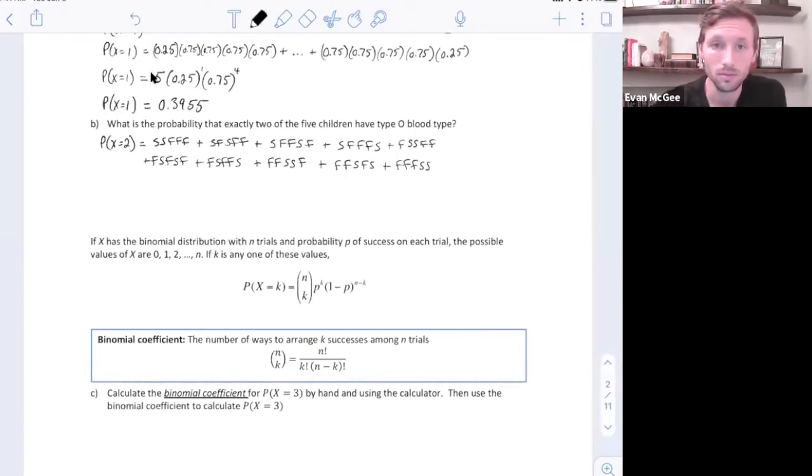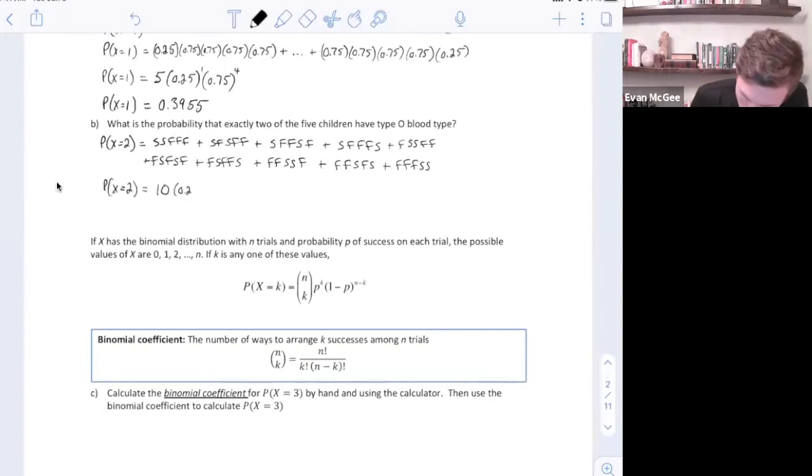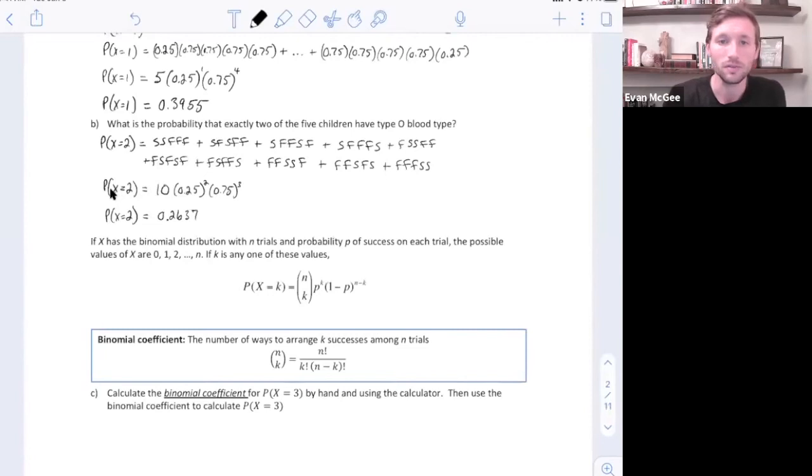In the previous problem, there were 5 different ways. In this problem, there are now 10 different ways. The probability of a success is still 0.25, and the probability of a failure is still 0.75. But now I have 2 successes in each of them, so I have 0.25 squared, and I have 3 failures, so I have 0.75 to the 3rd power. Then I have 10 different ways, so I'll be multiplying by 10 instead of 5. So the probability of there being exactly 2 is 10 times 0.25 squared for the 2 successes, times 0.75 to the 3rd power for the 3 failures, which is 0.2637.